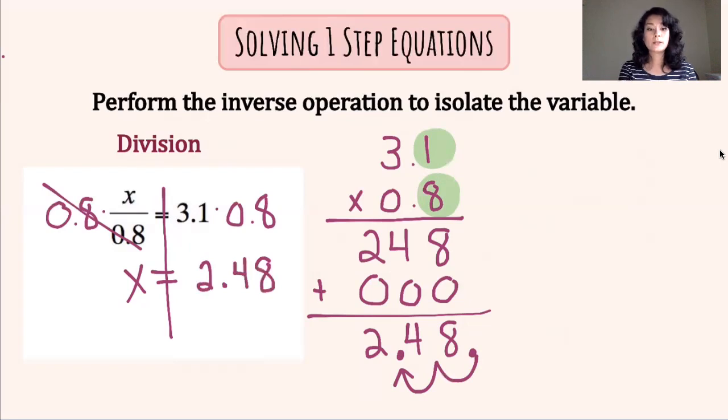And again, double check the signs of your numbers. I had all positives here, so same signs when you multiply give you a positive answer, so no need to adjust the sign of my answer here.